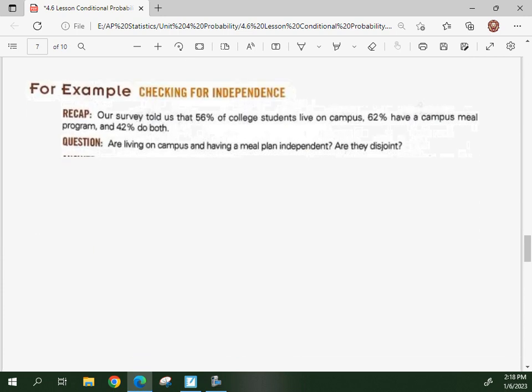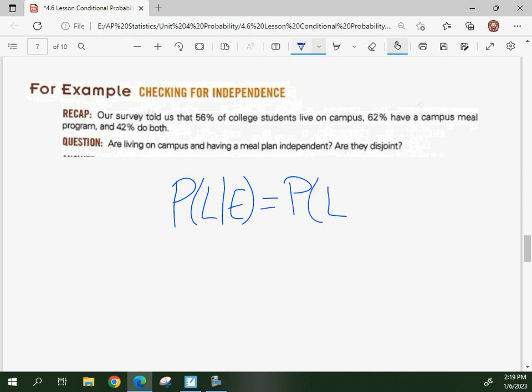So again, if we go back to our meal program, we want to know if living on campus and having a meal plan are independent of each other. And so what we need to know is, is the probability of living on campus given you have a meal program equal to the probability that you live on campus in general? And so we found this first probability at the beginning. And I'm going to put a little question mark right here because we don't know if they're equal.